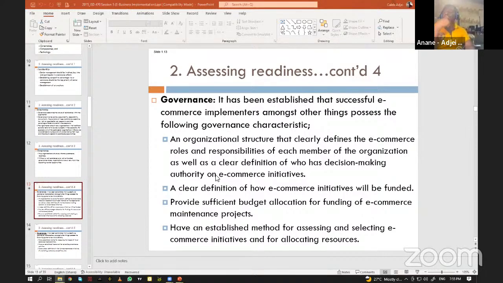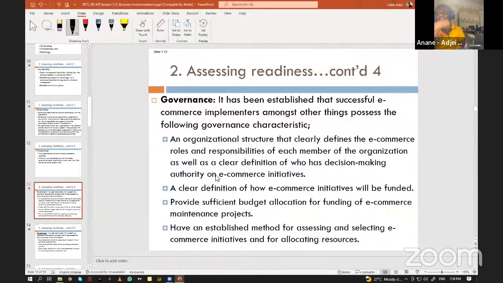So we are saying that it has been established that successful e-business, e-commerce implementers, among other things, possess the following governance characteristics. Number one, the organization must be structured in such a way that it clearly defines the e-commerce roles and the responsibility of each member of the organization, as well as a definition of who has the decision-making power or authority. Who has the authority to make certain decisions within the e-business environment.